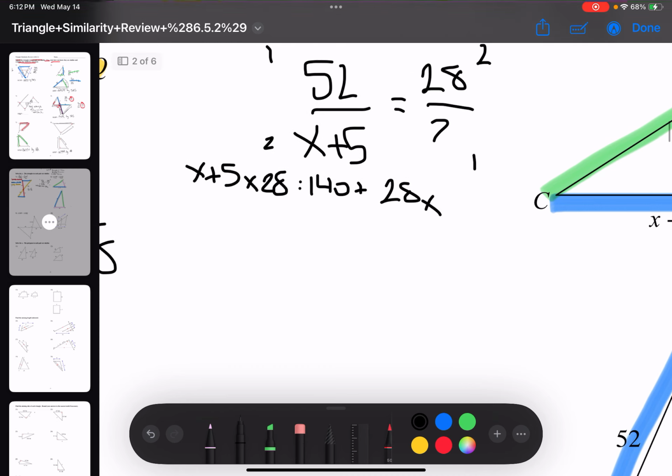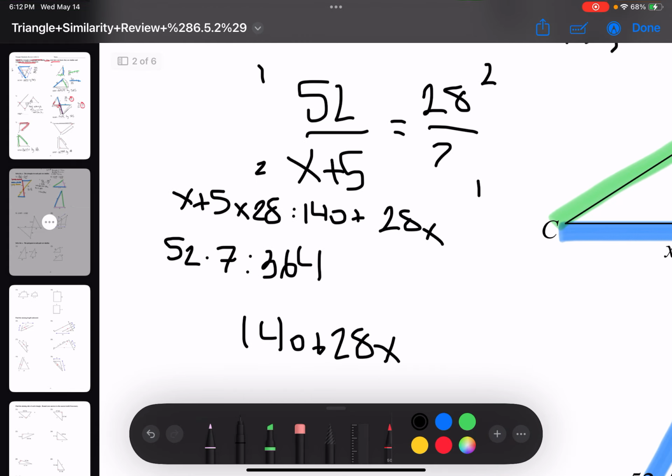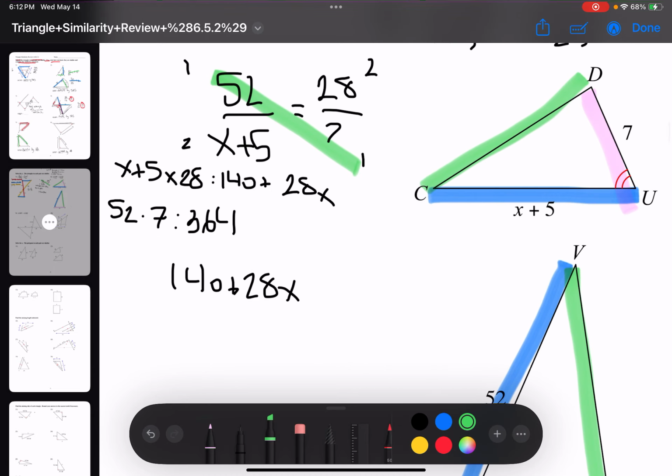Okay, then we're going to do 52 times 7 is equal to 364. And then when you're writing this out, hold on, it's going to be like 140 plus 28x. And then after you're done with the first line, because think about this as like 1 line, basically. I don't know how to explain it. I'm going to refer to it as a line. Once you're done with this first line, the little equation, 52 times 7, you're going to write the equal. And then that's when you're going to do the second line, which is this one.